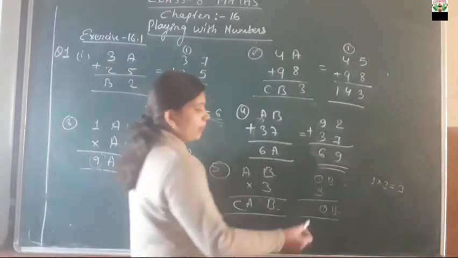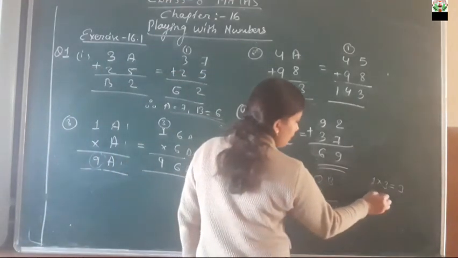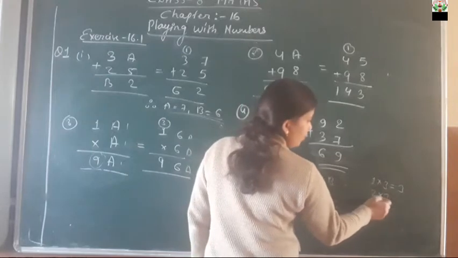So if you are going to take 3 in place of 0, then 3 into 2 into 3 will be 6.